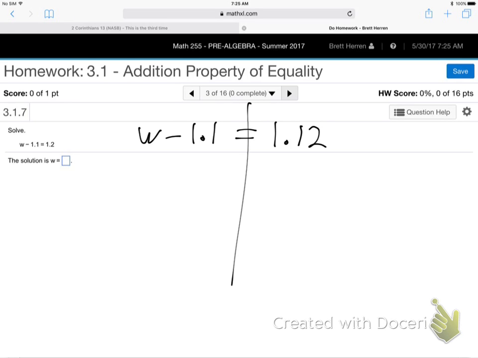So W, this time, is saying, I want to be alone. What do we do to get W alone? Yeah, because W has the minus 1.1. The opposite of that would be add 1.1. Whatever you do to one side, you do to the other. This is gone.